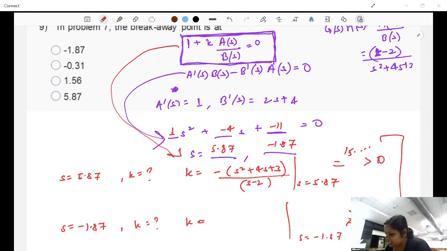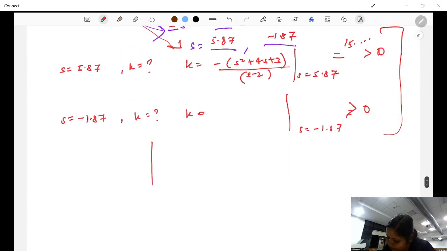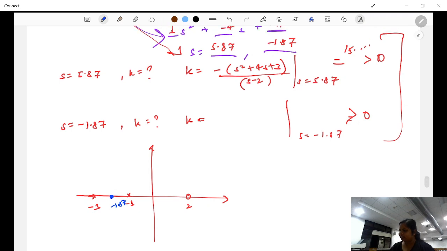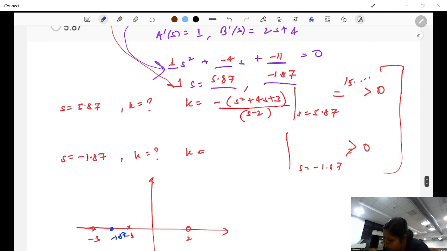As Surya already said, from the options it is already clear that there was a 0 here, minus 1 and minus 3. So here there are two poles, so a breakaway point will come here. So this is at minus 1.87. You get another piece of information that there is some sort of thing at this point also, s is equal to 5.87, which is beyond this point. That means something has to happen here at 5.87.